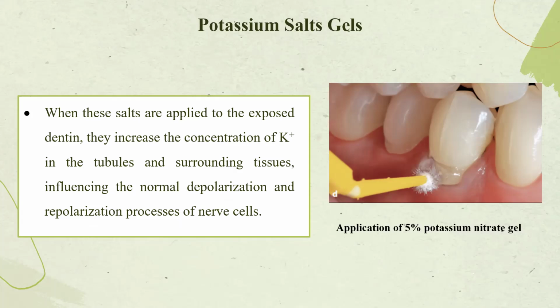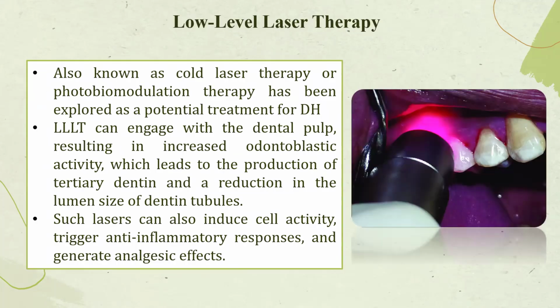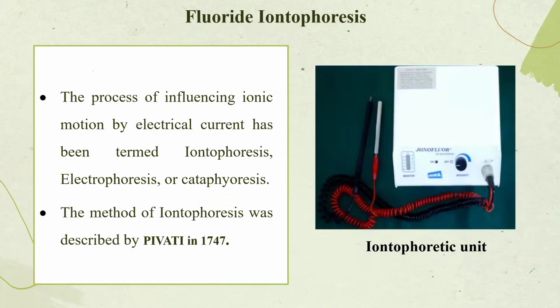When these salts are applied to the exposed dentine, they increase the concentration of potassium ions in the tubules and surrounding tissues, influencing the normal depolarization and repolarization process of nerve cells. And the other method is low-level laser therapy, also known as cold laser therapy or photobiomodulation therapy, which has been explored as a potential treatment for dental hypersensitivity. This low-level laser therapy can engage within the dental pulp, resulting in increased odontoblastic activity, which leads to the production of tertiary dentin and reduction in the lumen size of dentinal tubules. Such lasers can also induce cell activity, trigger anti-inflammatory responses, and generate analgesic effects.